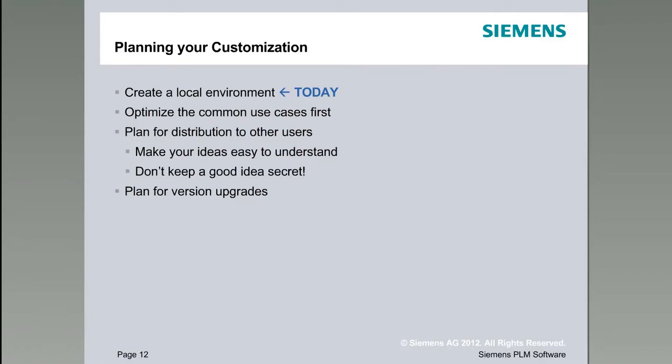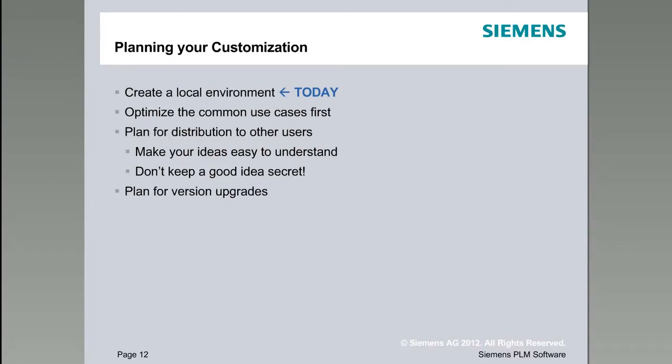Some things you need to think about: when you look at customization, look for the common use cases first. We don't want to look at something that the expert does once a year. We want to look at something that the everyday user does every day. Where are the pain points, the things that are just annoyances? Those are the kind of things we really want to target first when we start planning our customization.